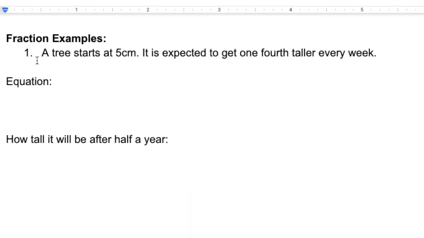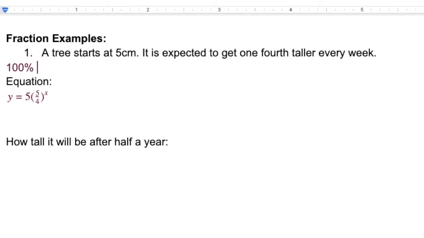All right, 3 more, this time with fractions. This one says a tree starts at 5 centimeters. It is expected to get 1/4 taller every week. Which one is the right equation for the situation? This one would have been the right one. And let's talk about why. It's getting 1/4 taller, which means it's a gain. Because it's gaining, you have to take the whole 100% and add the 1/4 on.